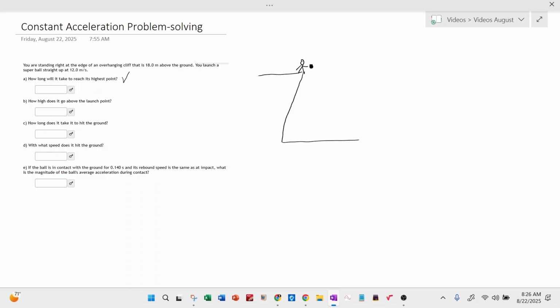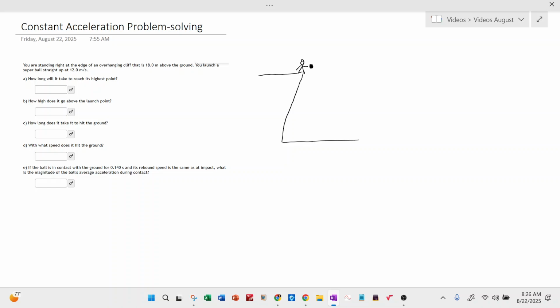How long will it take to reach its highest point? How high does it go above the launch point? How long does it take to hit the ground? With what speed does it hit the ground? And then a question about the acceleration of the ball while it's in contact with the ground. So I've already read all those, but you would want to read all those, or at least the first one, and make sure that your drawing reflects what they're going to ask.